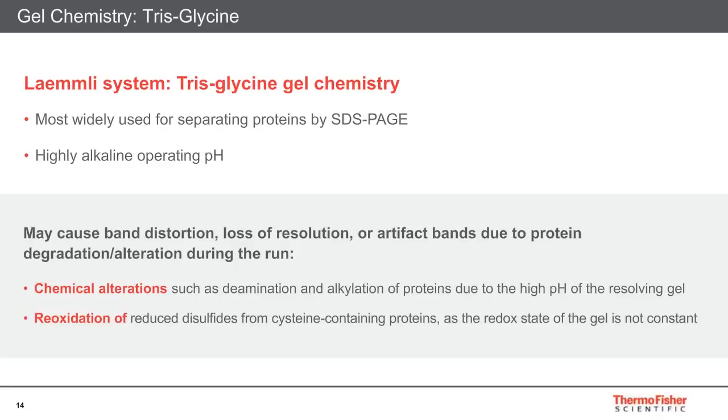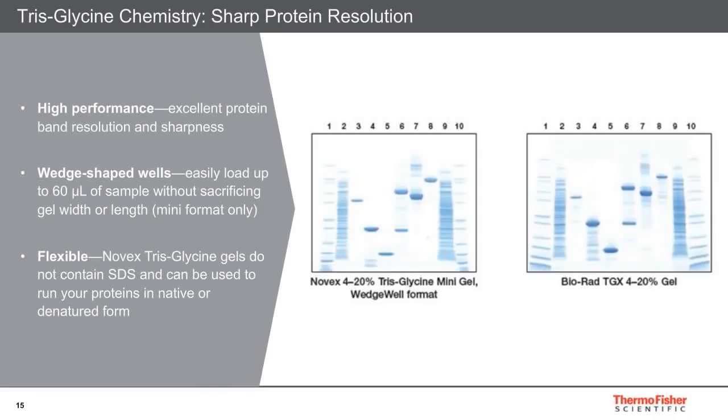The Tris-Glycine gel chemistry is the most widely used gel chemistry and is used for a broad range of protein separation. It does have a high alkaline operating pH. Tris-Glycine is a very reactive gel chemistry that results in protein modification due to chemical alteration and reoxidation of amino acids, as reviewed in the previous slides. It can cause band distortions, loss of resolution, or increased background during Western detection because degraded proteins are detected by a specific antibody against the target protein.